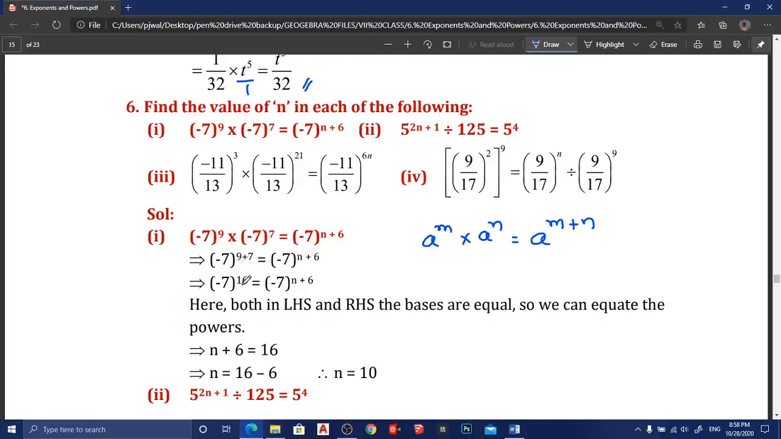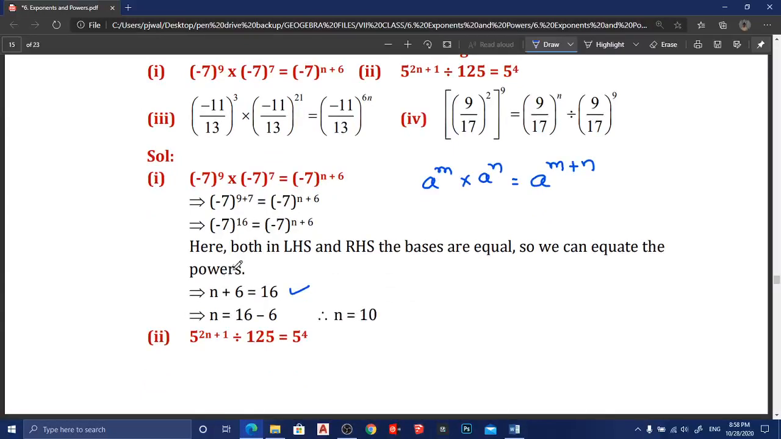So 9 plus 7 is 16 here. So here 9 n plus 6. So you can equate the powers. n plus 6 is equal to 16. Now it is a simple equation. You know how to solve this. So transpose this 6 to the right side, which is plus 6 will become minus 6. So n is equal to 16 minus 6, which is equal to 10. So this is the answer, n equal to 10. Next, second one.